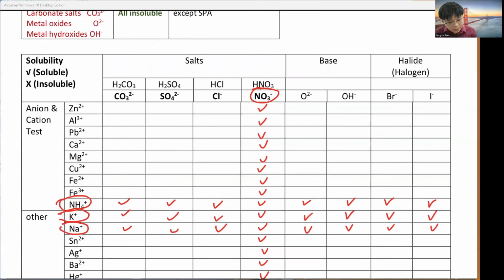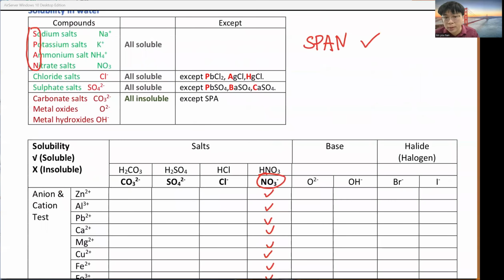Then the second part. Now, got soluble means got insoluble. So here everything with carbonate, CO3, O and OH will be insoluble. We can use this example: COOH insoluble. COOH means the CO is carbonate, then O is oxide, then OH is hydroxide. So these three will be the insoluble.